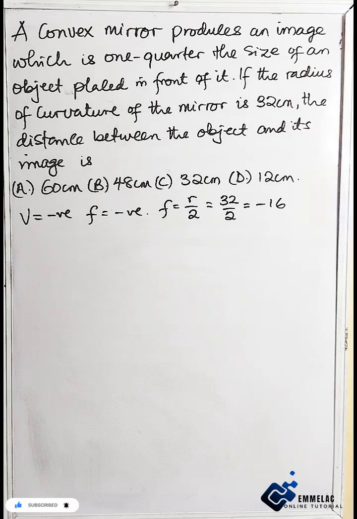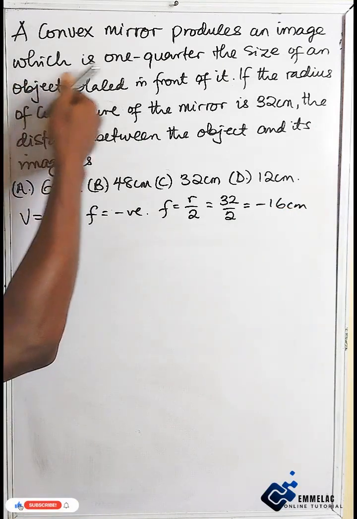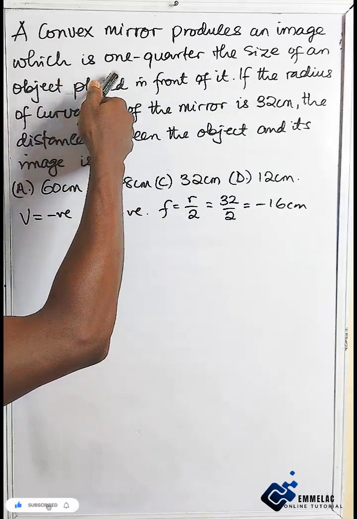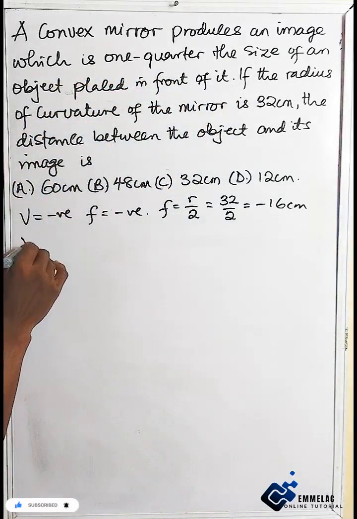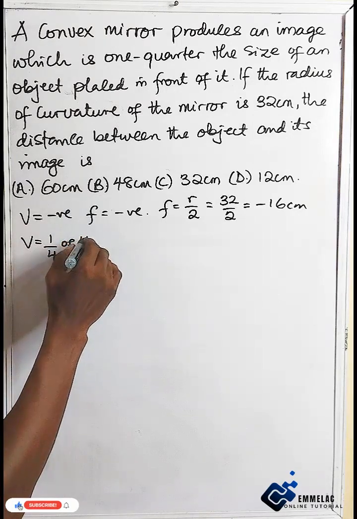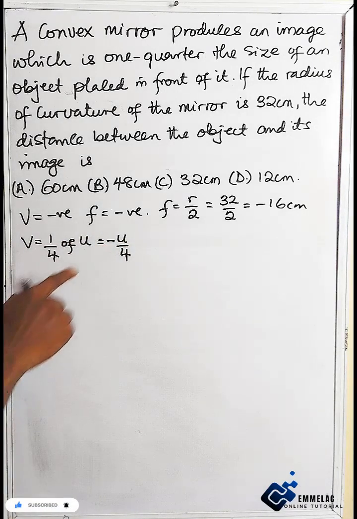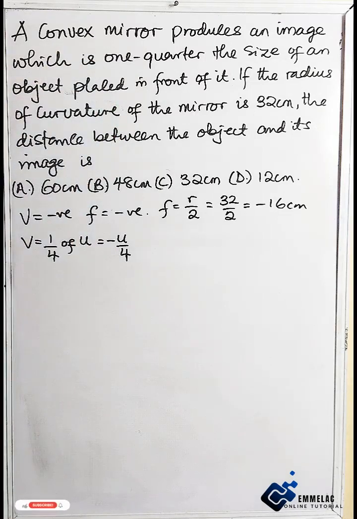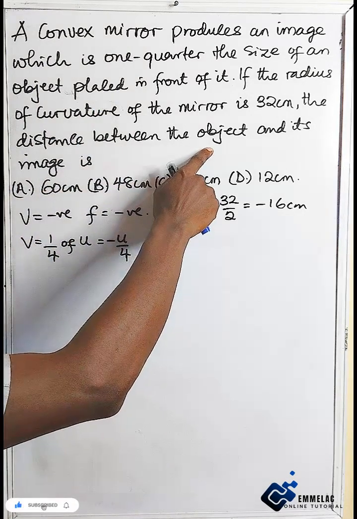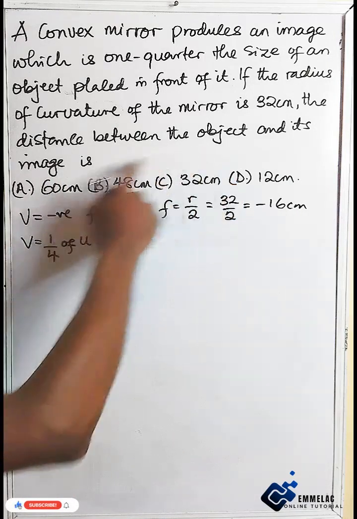Now the question says it produces an image which is 1/4 of the size of the object, which means that v equals 1/4 of the size of the object, so this is negative u over 4. Why do I put negative? Because it shows that it is a convex mirror. Now we are told to calculate the distance between the object and the image. This implies that we will find the object distance and the image distance and sum them together. That will be the distance between the object and the image.